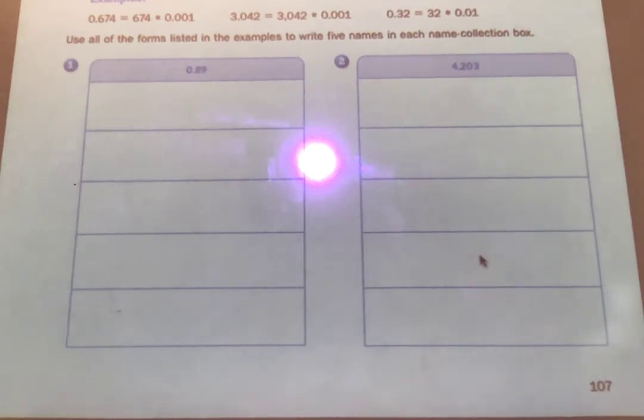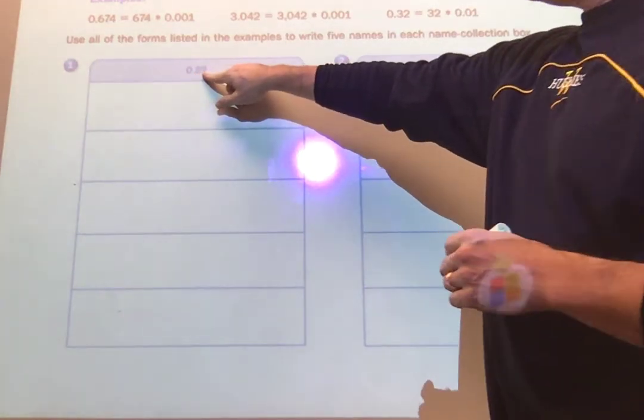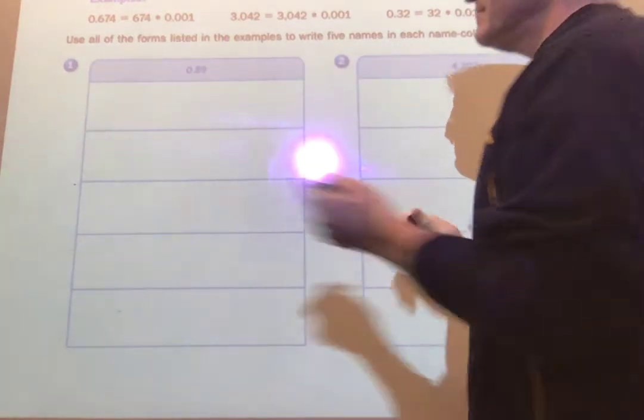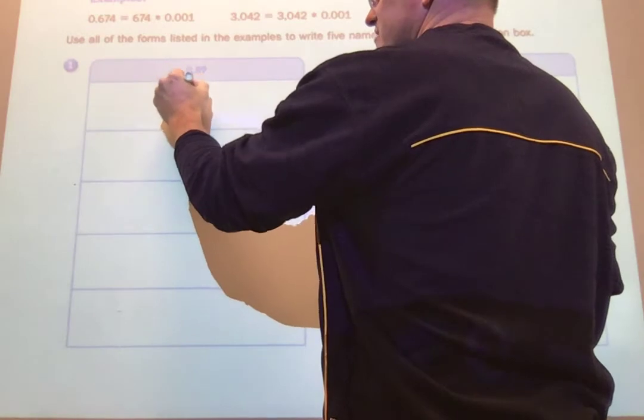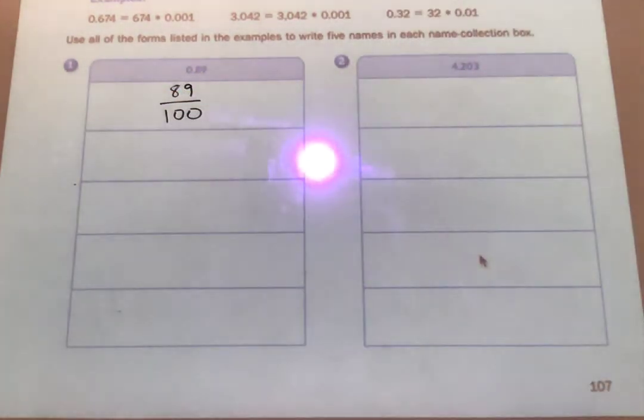So the first thing I like to do is I always say write it like you say it. So I say 89 hundredths because I end in the hundredths column. So that converts it right to a fraction for me, 89 hundredths. So I've already changed it into a fraction, and that's a nice starting point if you just write it like you say it.